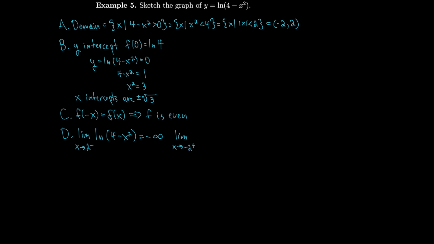Because when you square it doesn't matter. So minus 2. Notice that we had to approach 2 from the left because 2 from the right is outside our domain. And similarly, minus 2 from the left is outside of our domain. So these were the only values that we could approach. Okay, so that means we have some vertical asymptotes at x equals 2 and at x equals minus 2.